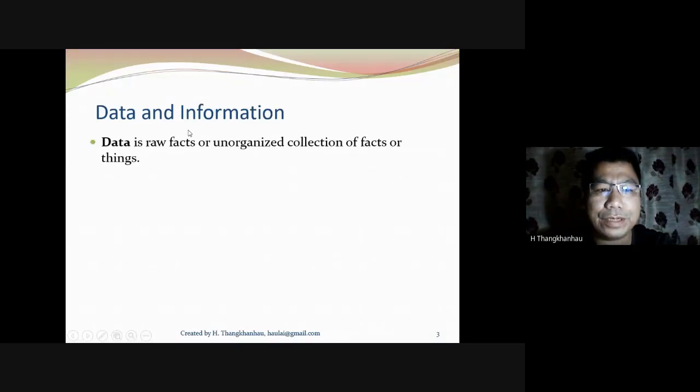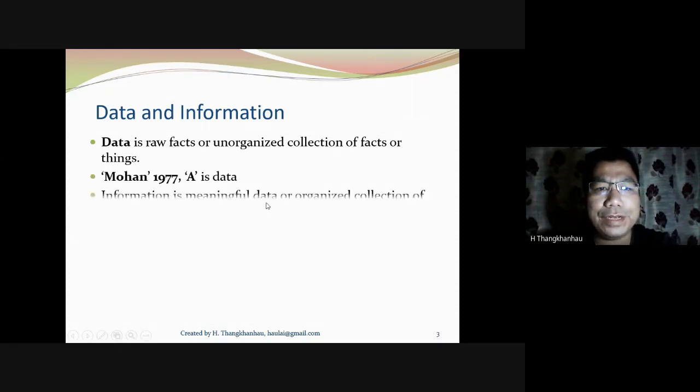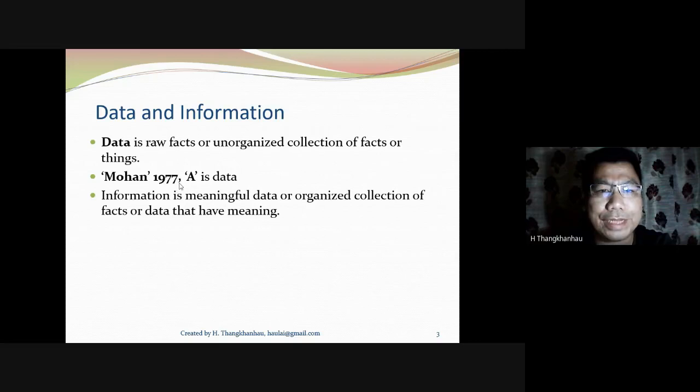So now let us talk, what is data? Data is a raw fact or unorganized collection of facts or things. An example of data will be this: Mohan, 1977A is data. We don't know what is the meaning of this. Mohan, 1977A something. This is data.